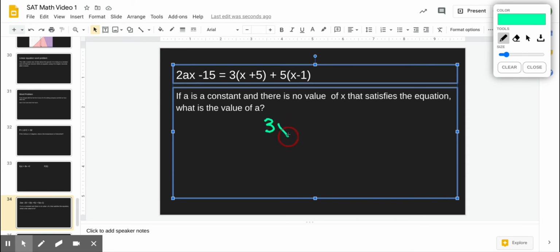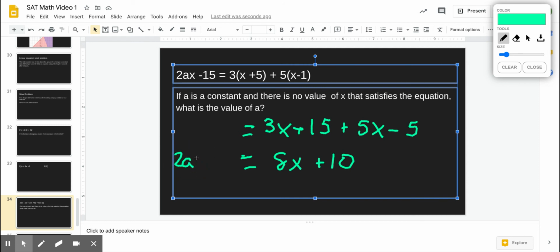So this would be 3x plus 15, and then it'll be 5x minus 5. That's just on one side of the equation. So if we combine like terms here, we should have 8x plus 10. 15 minus 5 is 10. So we know, if we look at the other equation, 2ax minus 15, we don't care about minus 15 and plus 10 anymore. All we're concerned is that they have the same slope. So what should a be? 2 times what gives us 8? Well, a should be 4.